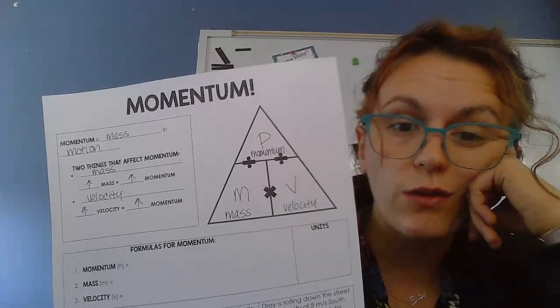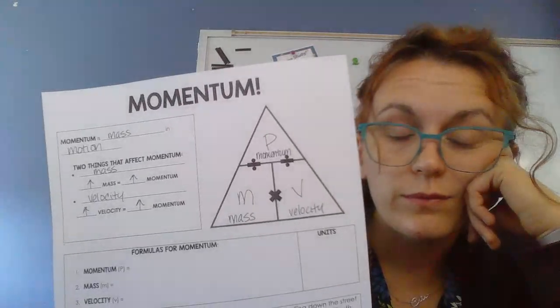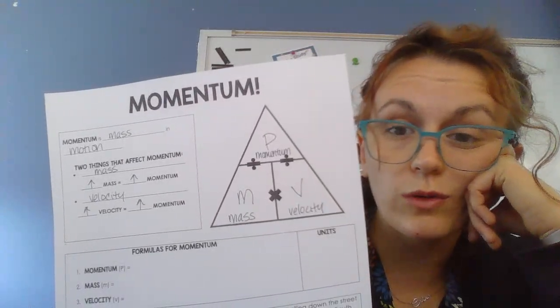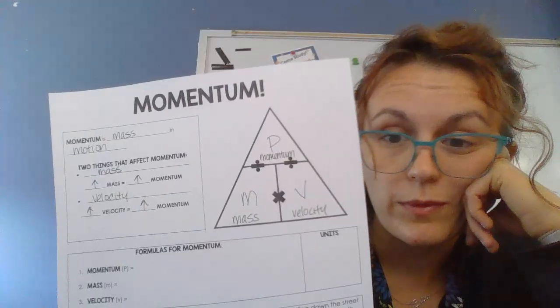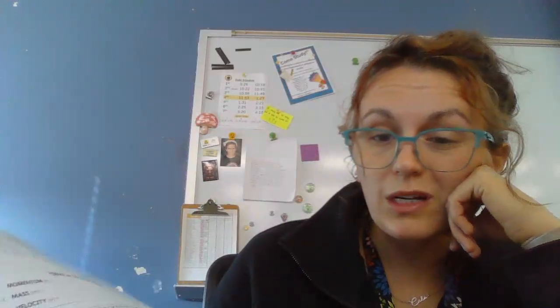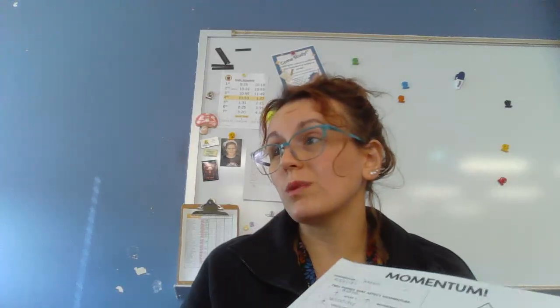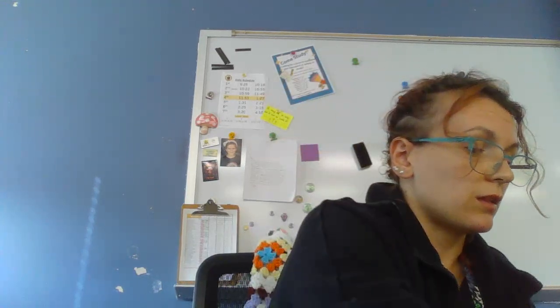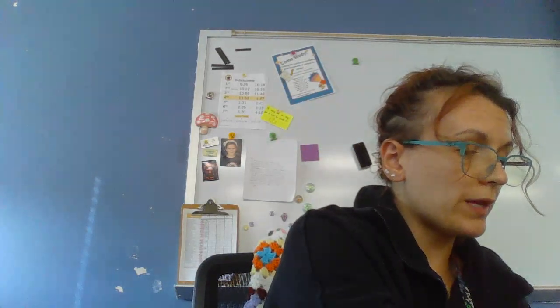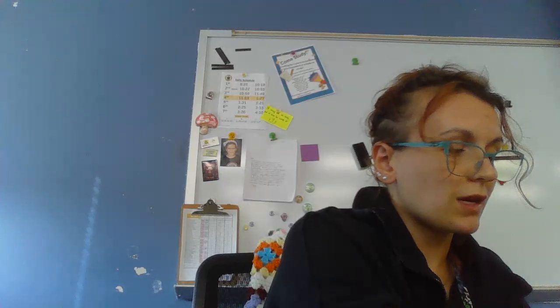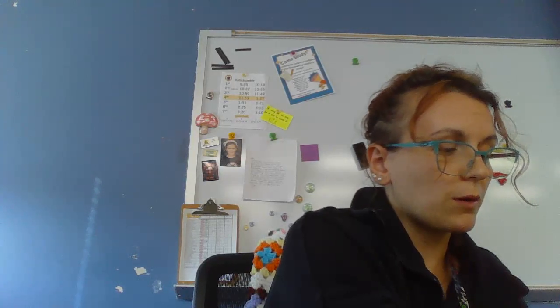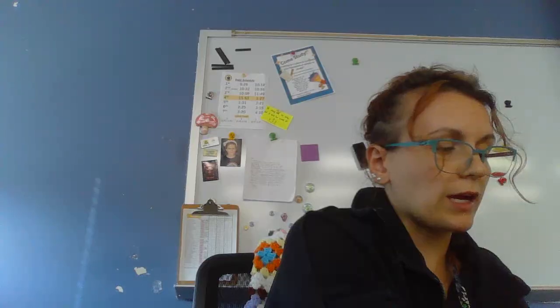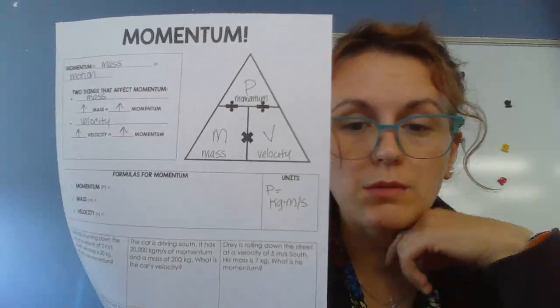What are the units for momentum? Now, the units for momentum are kind of a lot. They are simply kilogram meters per second. So you'll just need to remember that for momentum, P equals kilograms times meters per second.